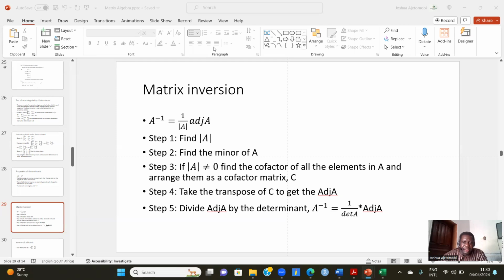The third step is to calculate the cofactor of all the elements in the matrix. That step is necessary if the determinant is not equal to 0. The fourth step is to get the transpose of the cofactor matrix, and that is what is called the adjoint of that matrix. And so the last step is to calculate the inverse, which is 1 divided by the determinant multiplied by the adjoint.